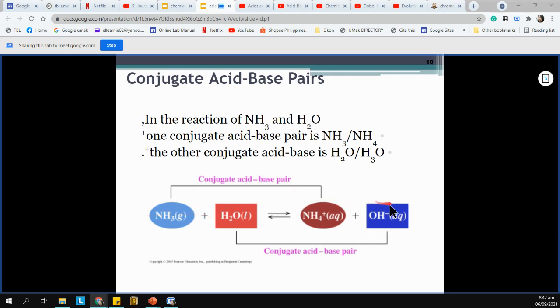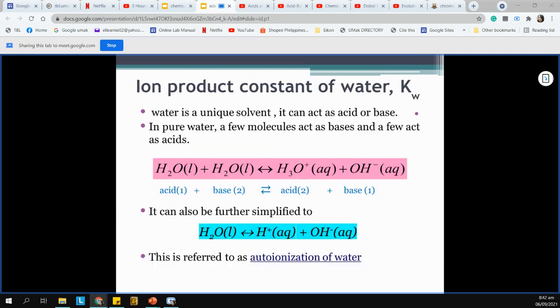Base acid. Okay? Next one is how do we solve for the ionization constant of water? Kanina, equilibrium constant ang pinag-uusapan natin. Now, this time we're gonna be talking about ionization constant of water.